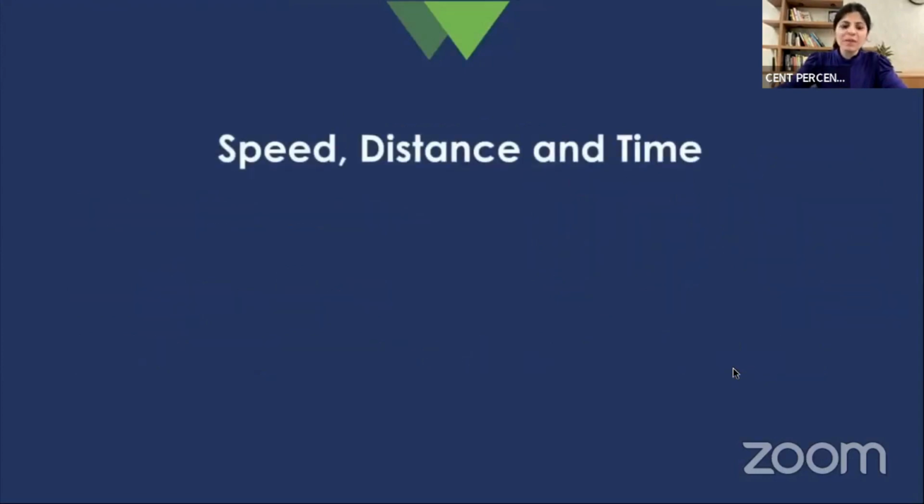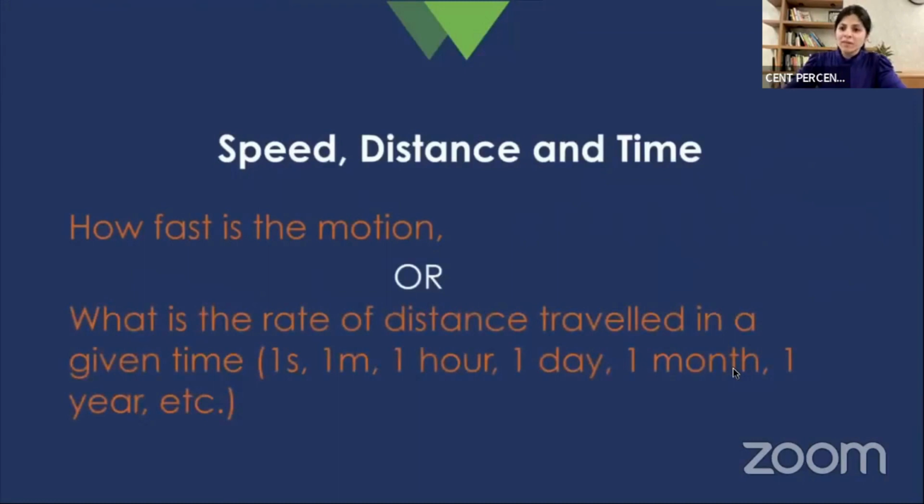The next we did was speed, distance, and time. Basically, how fast the motion is, is described by speed, or the rate of distance traveled in the given time. That's how we find out speed. So it's again more about visualization. And in fact, in another 10 to 15 minutes, I'll ask you to visualize what could be speed.